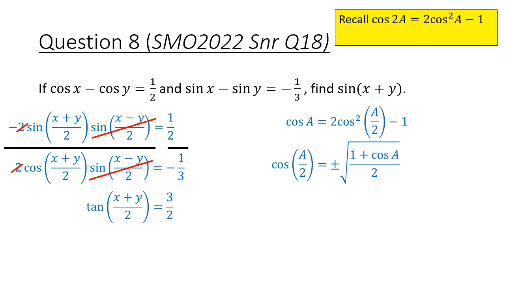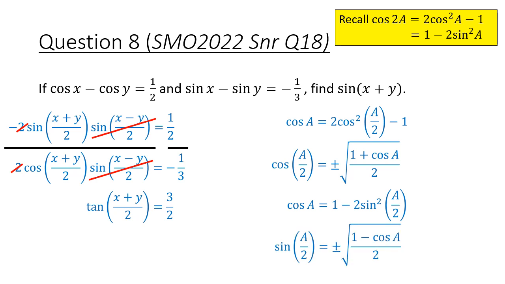Next, we can employ the cos 2a identity, the double angle for cosine, but we're going to use 1 minus 2 sine square a, and we're going to halve all the angles. So we will write cos a equals 1 minus 2 sine square (a over 2). Same thing, we'll make sine (a over 2) the subject. Again, we'll get a plus minus square root of (1 minus cos a) over 2. And why I do this is because I want to produce the half angle formula for tangent.